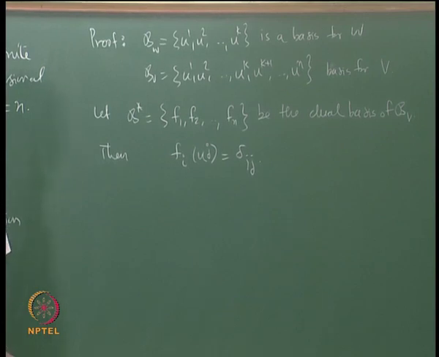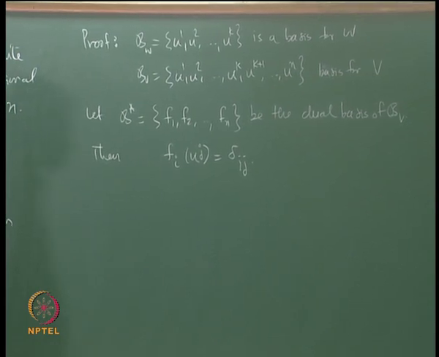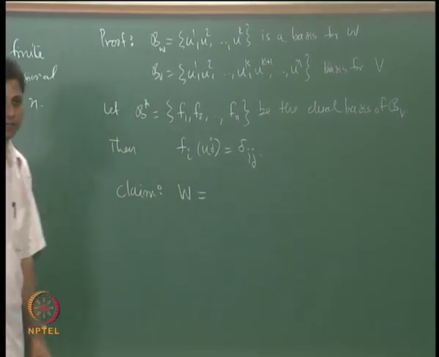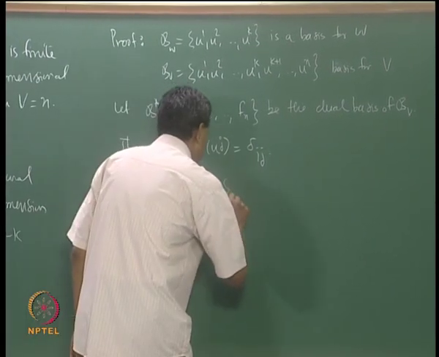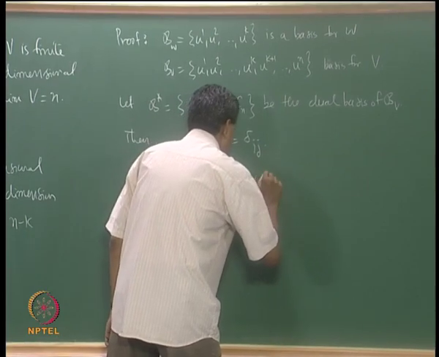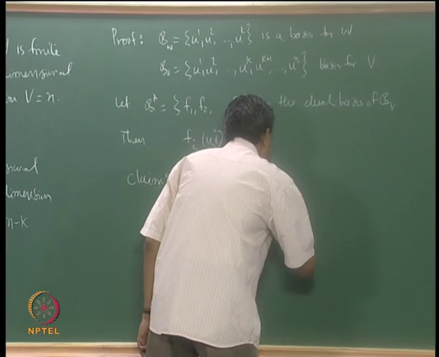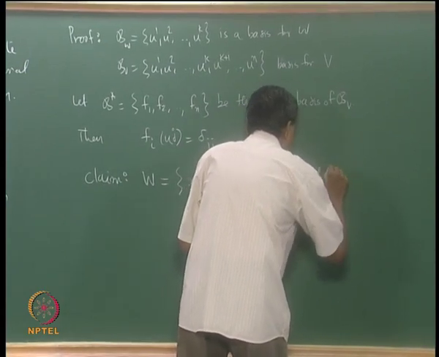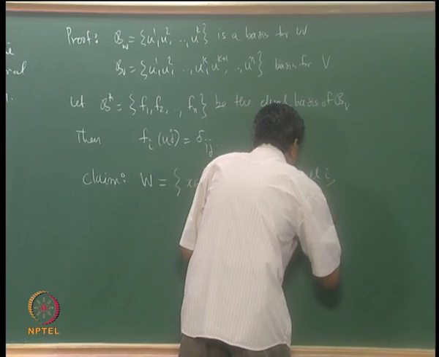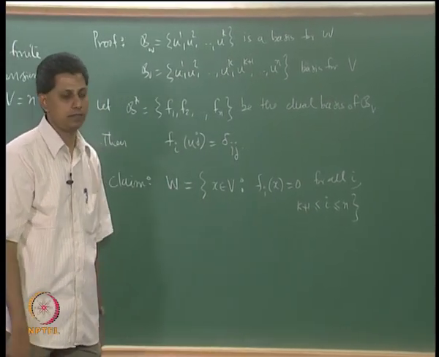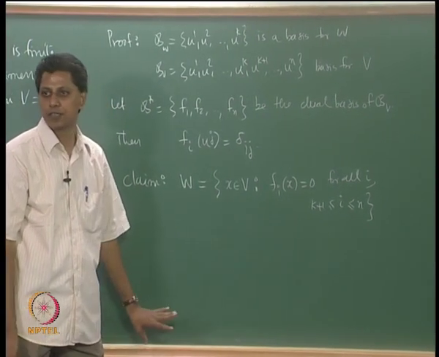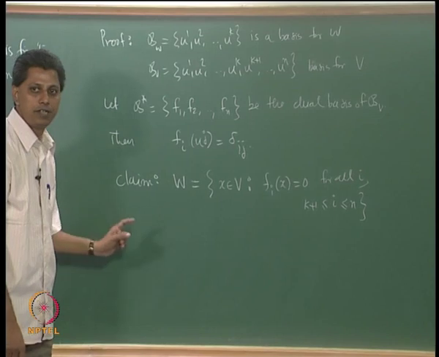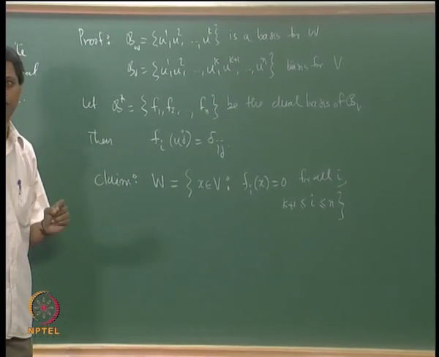Okay. In this notation, I will make the following claim. So let us look at the following. The claim that I am making here is that this subspace W is the set of all x in V such that fi of x equal to 0 for all i, k plus 1 less than or equal to i less than or equal to n. Remember, this W is a subspace of V of dimension k. I am trying to describe this W in terms of the linear functionals fk plus 1, fk plus 2, etc., fn.